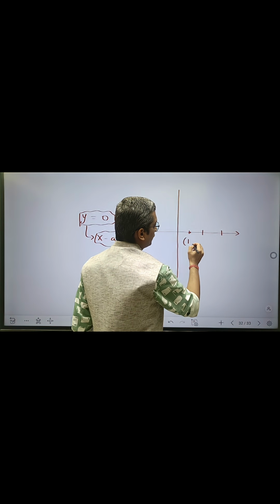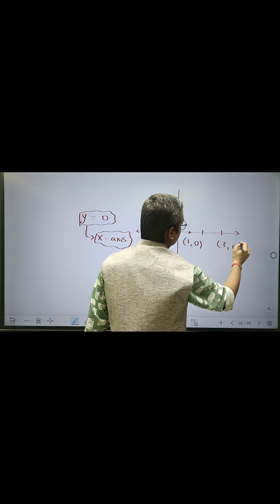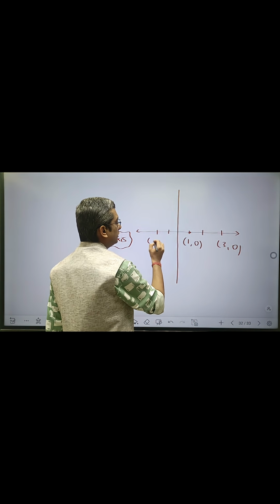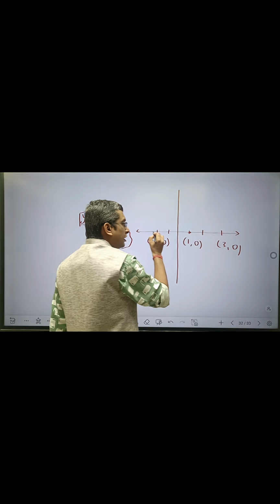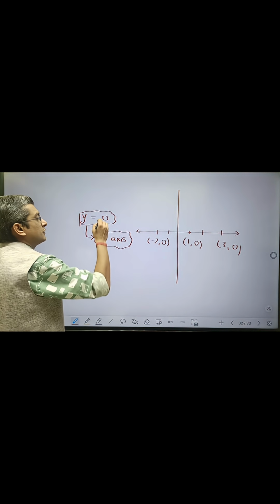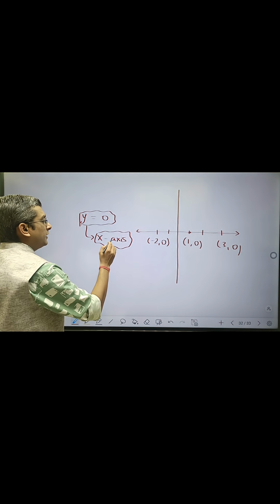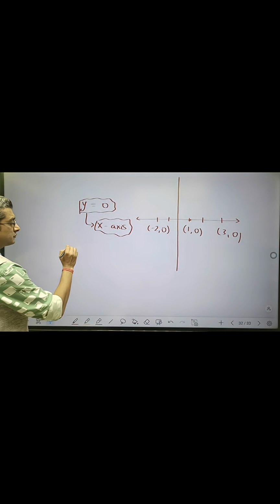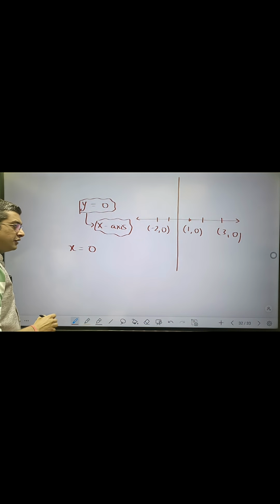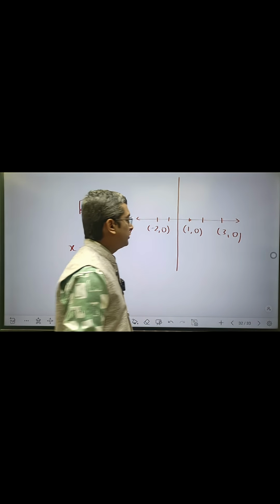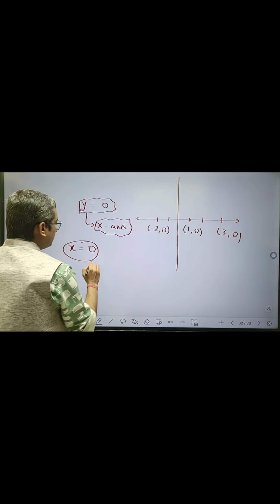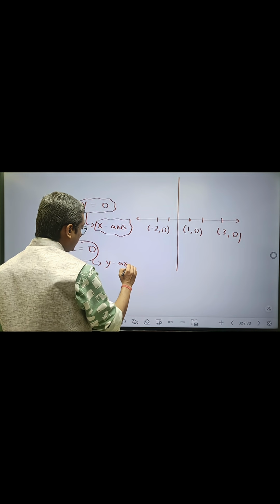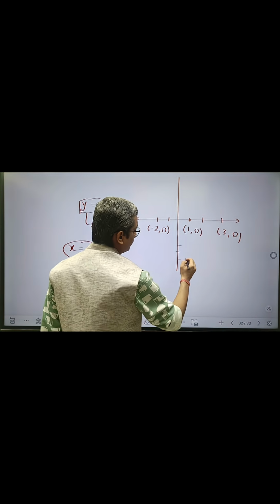For example, here it is 1, 0, here it is 3, 0. If you put minus 1, minus 2, here it is minus 2, 0. So on this x-axis, every point has the y coordinate as 0. So we say the x-axis represents the equation y is equal to 0. Similarly, the equation x is equal to 0 is represented by the y-axis, because at every point of the y-axis, the coordinate of x is 0.